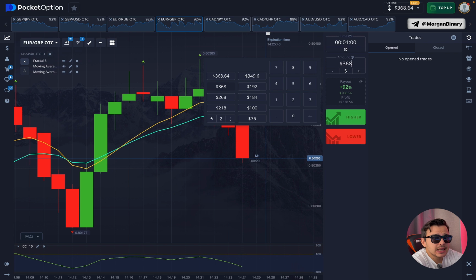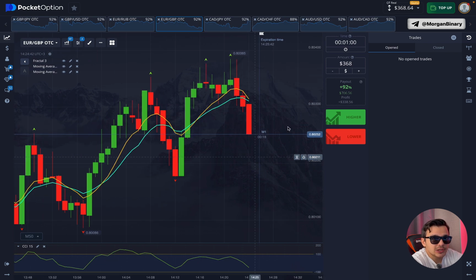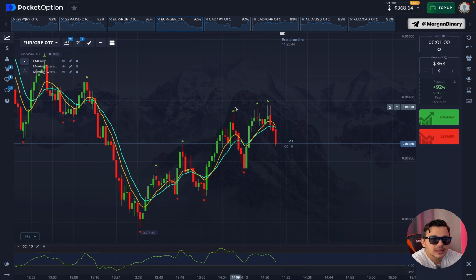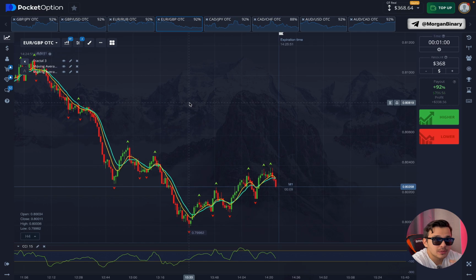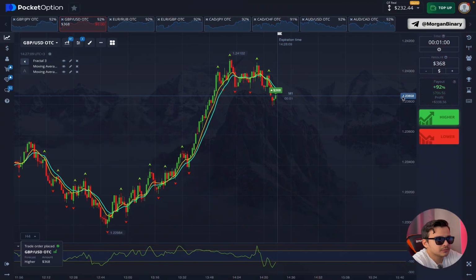Let's set the maximum value for the next trade to achieve an even more satisfying profit. And let's select the next currency pair and continue analyzing for the most optimal entry.